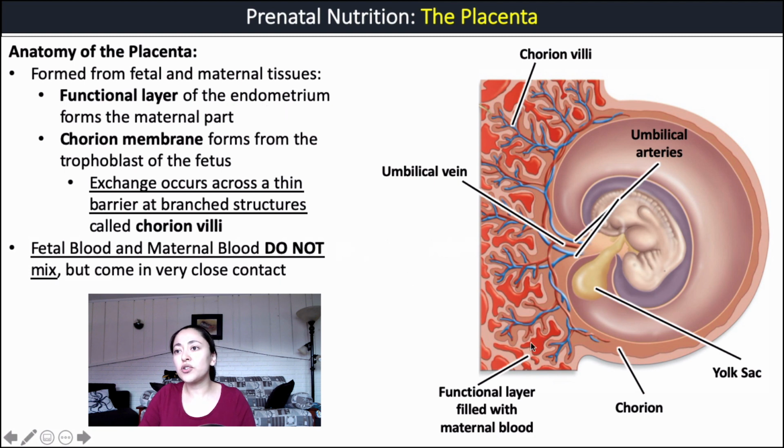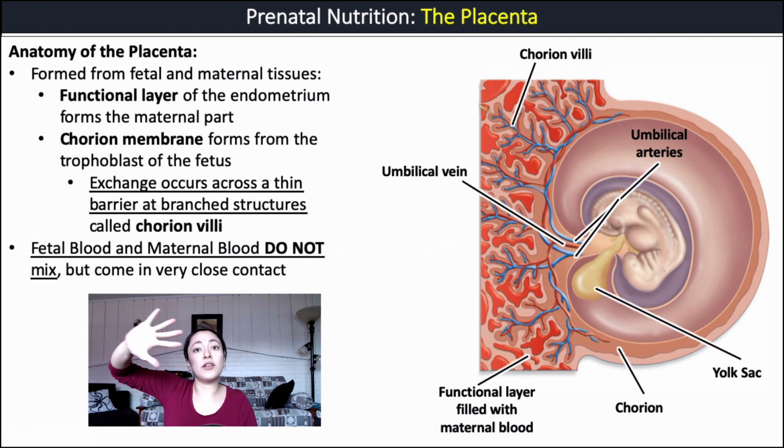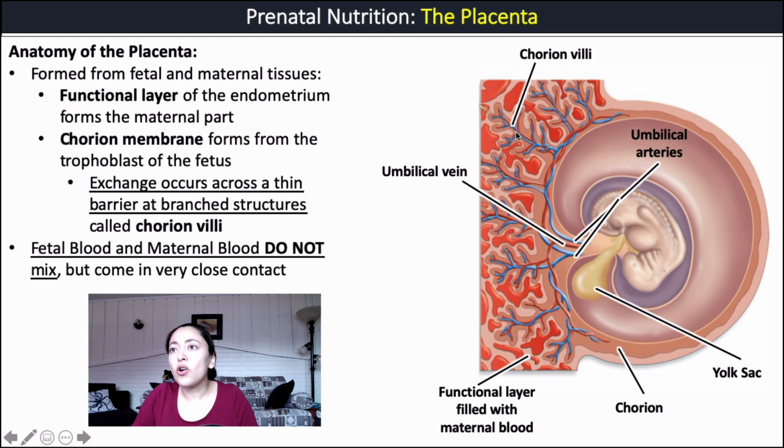So here you can see the functional layer of the endometrium, so the inner lining of the uterus, and you can see that it forms these spaces that are pools of blood that contain maternal blood here. The fetal part of the placenta is formed by the chorion membrane, which again is formed from the trophoblast of the blastocyst. And so here's the chorion here, and you can see that it creates these branches that kind of branch into the functional layer of the endometrium like roots. And these branches are called the chorion villi, and each one contains blood vessels.